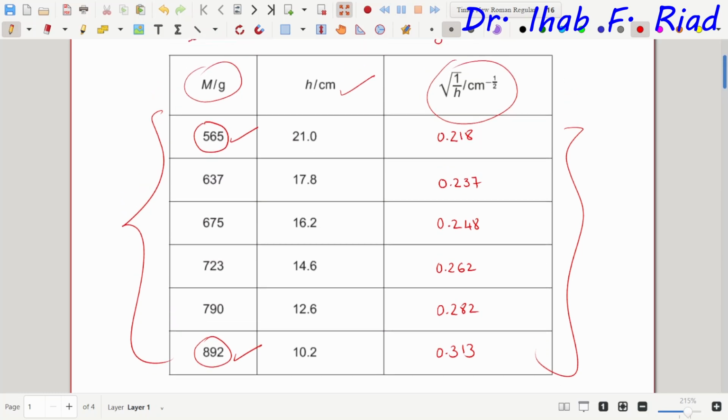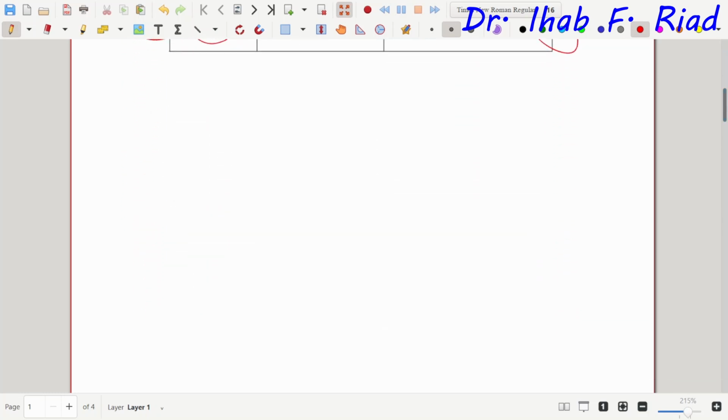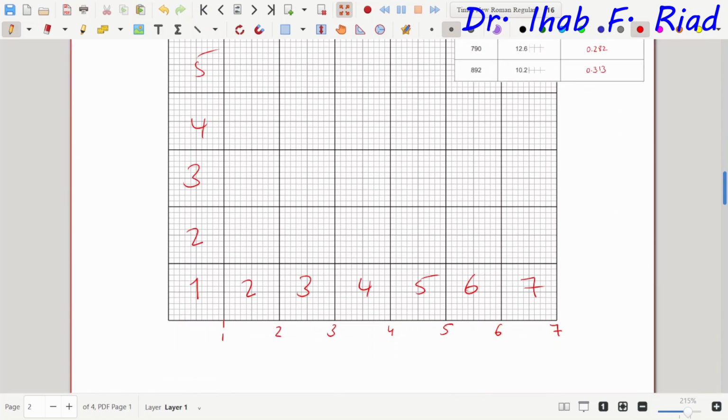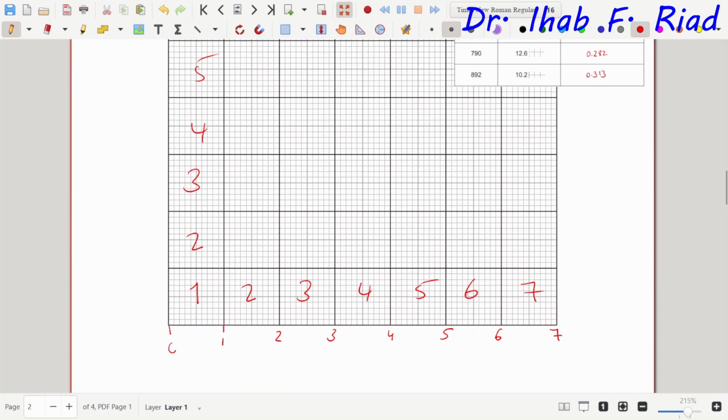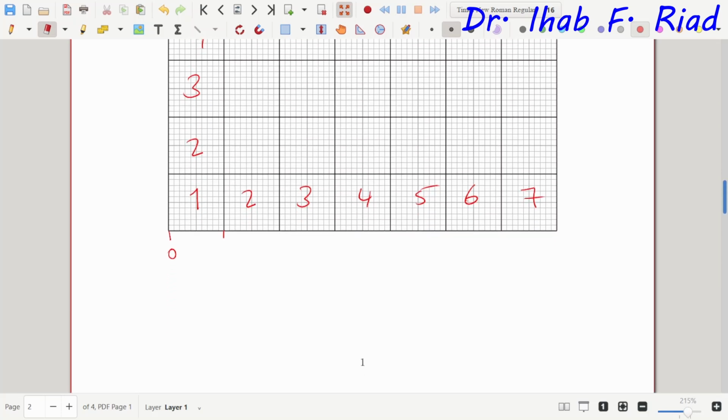So the first question that we should ask is, should we start our scale on the x-axis right from 0, and plot over the whole of the x-axis, or should we start from something different than 0? How can we answer this question? Let us see. We have the maximum, 892, so we divide by 7.